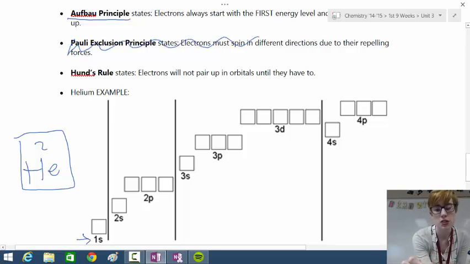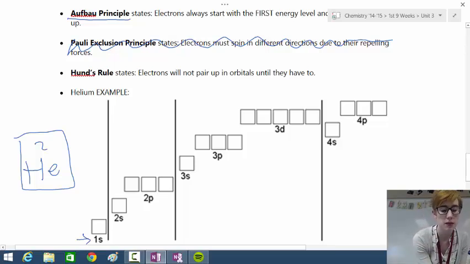We're not going to do the Pauli exclusion principle. You don't have to know that. But the second rule we have to know is Hund's rule. And Hund's rule says that electrons will not pair up in orbitals until they have to. Okay? And I'll show you an example of Hund's rule in just a second.